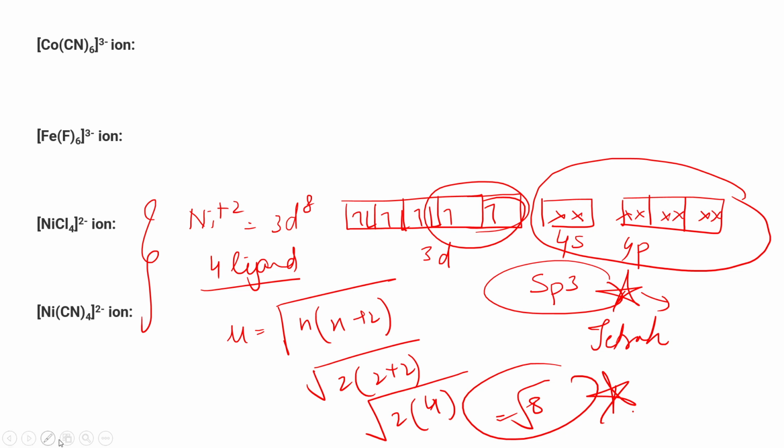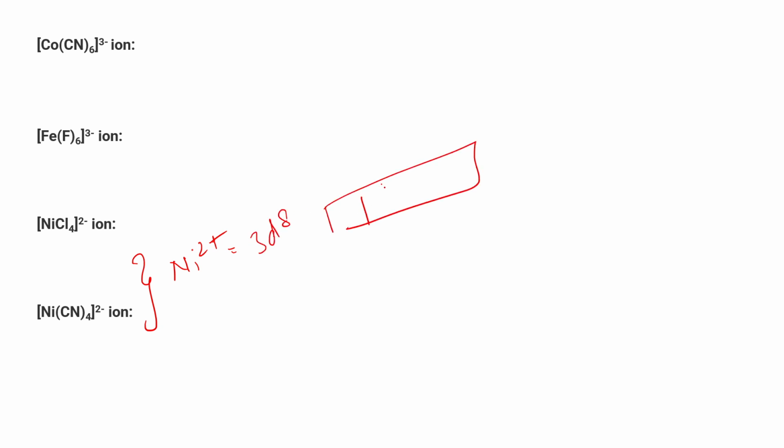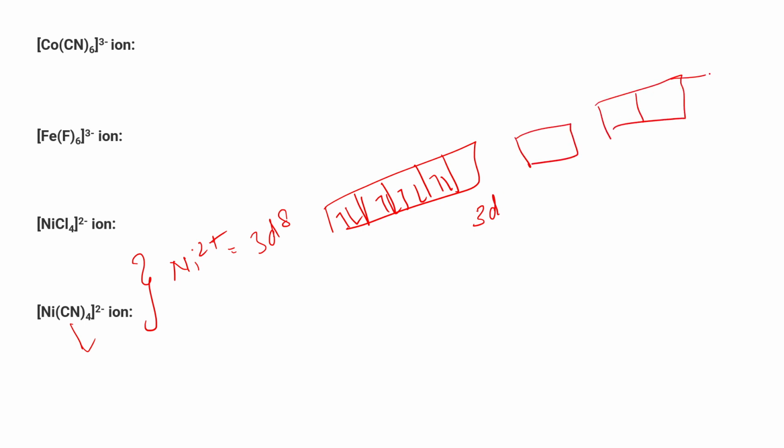Similarly, in the other example, nickel has a charge plus 2. 3d8 is the electronic configuration. Filling will be like this, but here the filling will be like this. Since it is a strong field ligand, it will cause the pairing. One 3d vacant orbital is present, so hybridization will be dsp2.